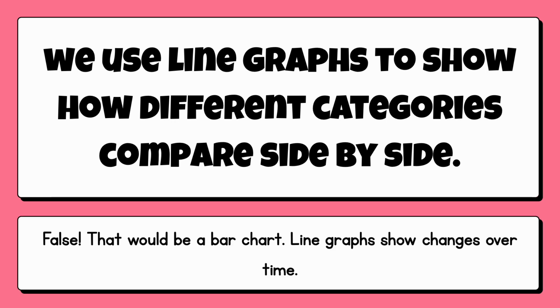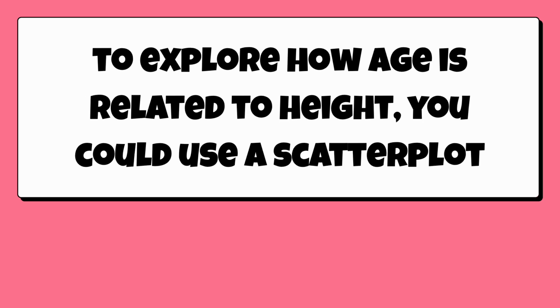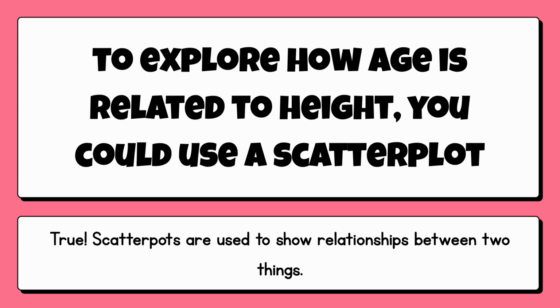That's false. That would be a bar chart. Line graphs show changes over time. To explore how age is related to height, you could use a scatter plot. True or false? That's true. Scatter plots are used to show relationships between two things.